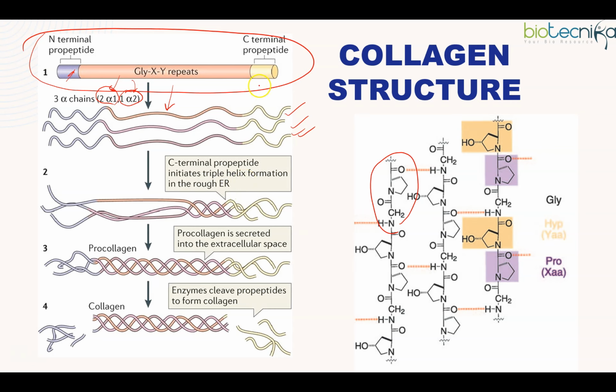Generally they will have an N terminal and a C terminal propeptide, which will get cut off when they enter the lumen of the endoplasmic reticulum. The C terminal propeptide initiates triple helix formation, and procollagen is secreted into the extracellular space, where the propeptides are cut off, and once they are arranged into a triple helix, they will be released as tropocollagen. Later the tropocollagens will cross-link to form the proper collagen. So you can study collagen biosynthesis also, which is an important part of the CSIR exam.